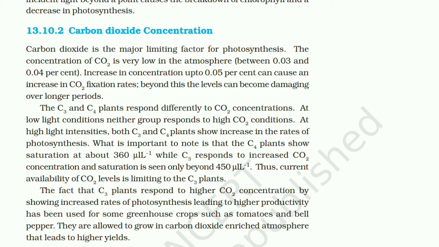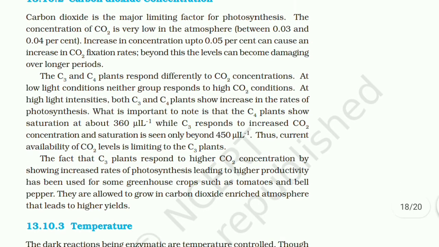The C3 and C4 plants respond differently to CO2 concentrations. At low light conditions, neither group responds to high CO2 concentrations. At high light intensities, both C3 and C4 plants show an increase in the rate of photosynthesis. What is important to note is that C4 plants show saturation at about 360 microliters per liter, while C3 plants respond to increased CO2 concentration and saturation is seen only beyond 450 microliters per liter. Thus, current availability of CO2 is limiting to C3 plants.